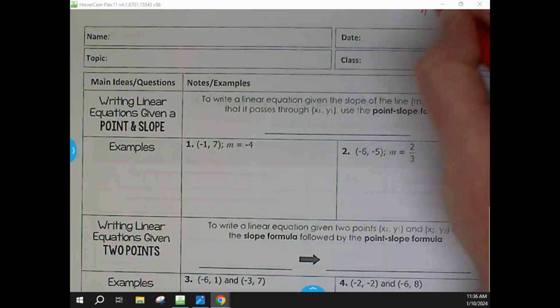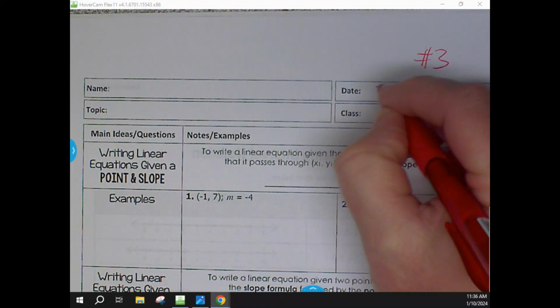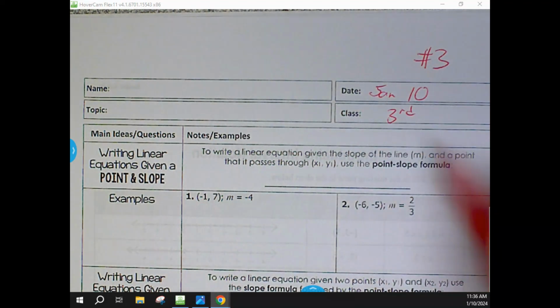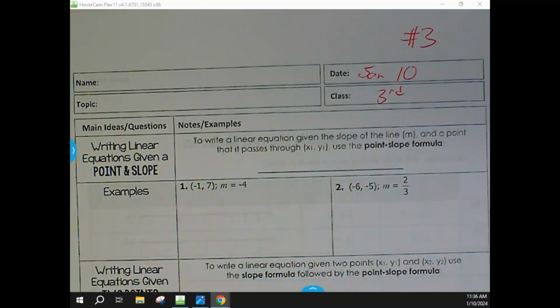All right, again, keeping up with notes. This should be notes number 3. And most of that's kind of there for me just to make sure I'm keeping everything straight as we're going through this stuff. Okay, so we've got some different things here.